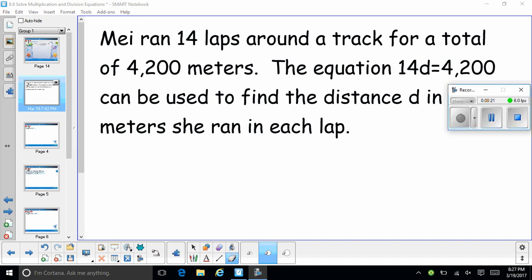May ran 14 laps around a track for a total of 4,200 meters. The equation 14d equals 4,200 can be used to find the distance d in meters she ran in each lap. So in this particular word problem, they've already given us the equation, and so I'm going to go ahead and write that down.